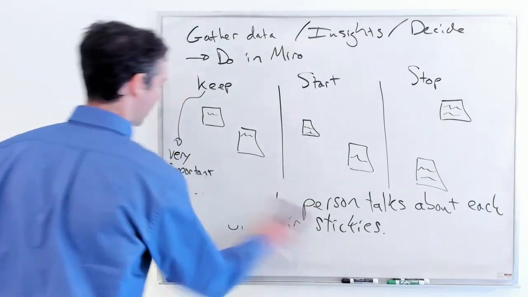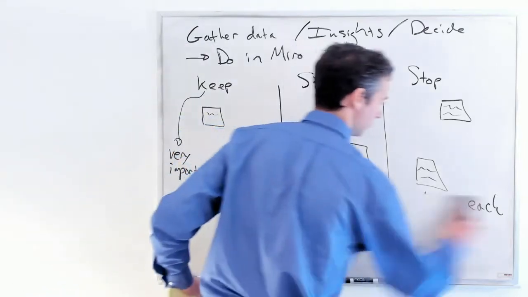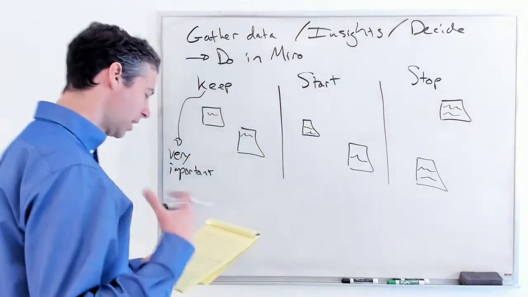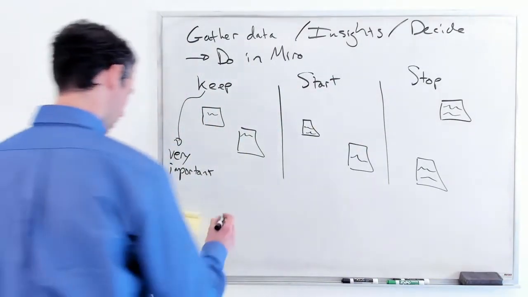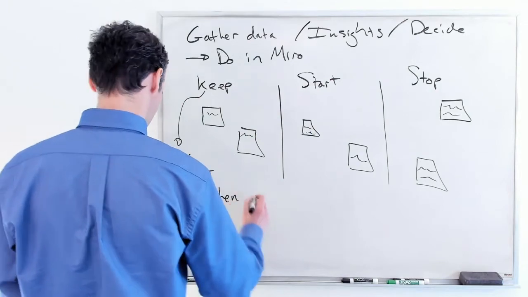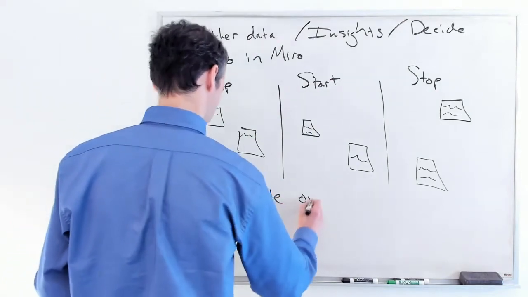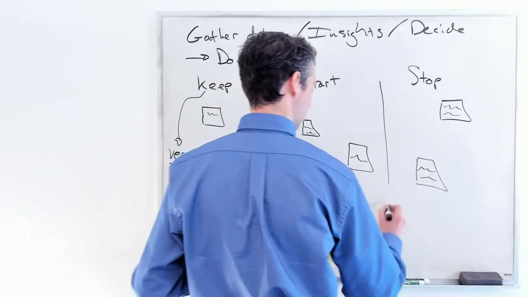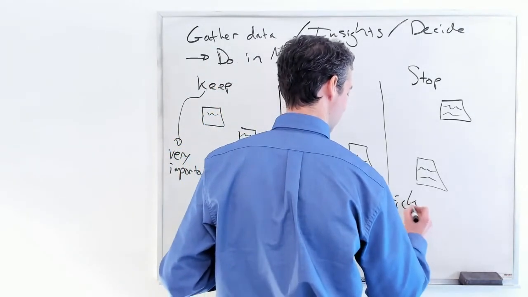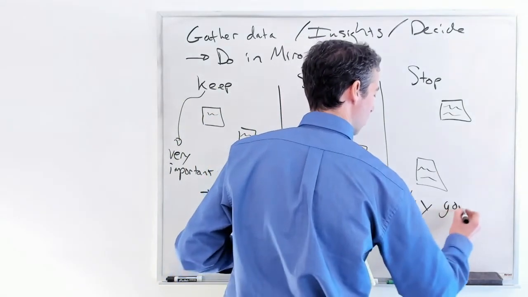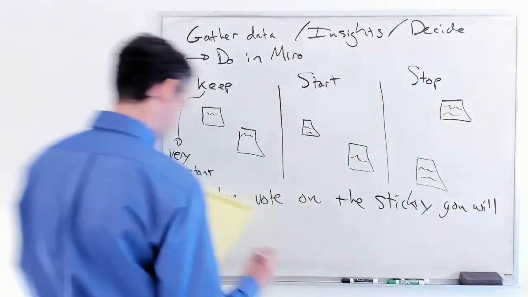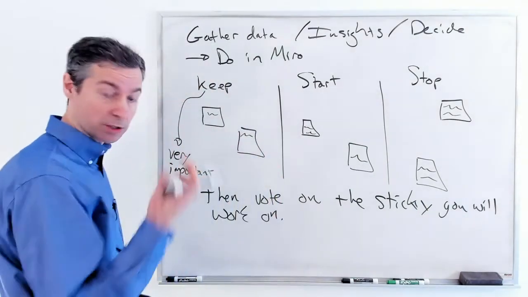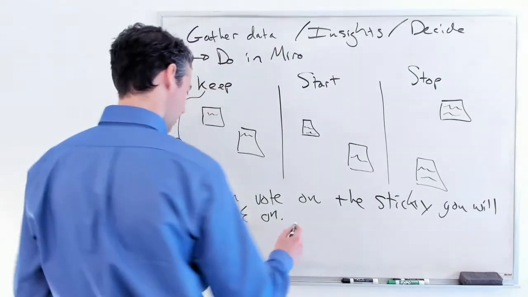All right. Then we've gone through that. Everyone's done that. So we've got all these stickies. We've all talked about them. We all know what everyone's stickies mean. Then vote on the sticky you will work on. There's all sorts of voting schemes. Let's use Miro's. That's one of the reasons we're picking Miro.